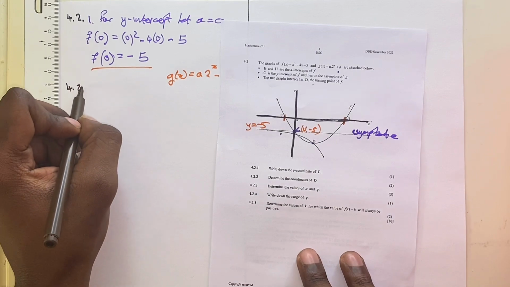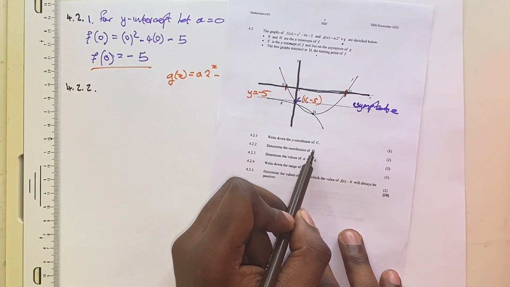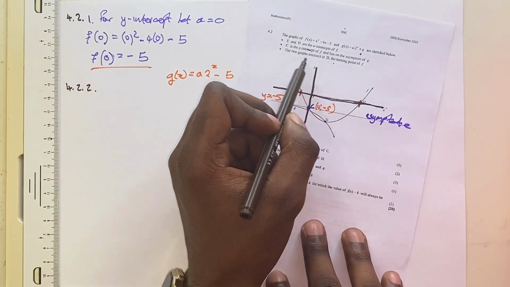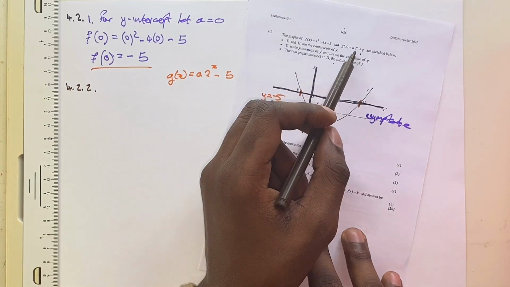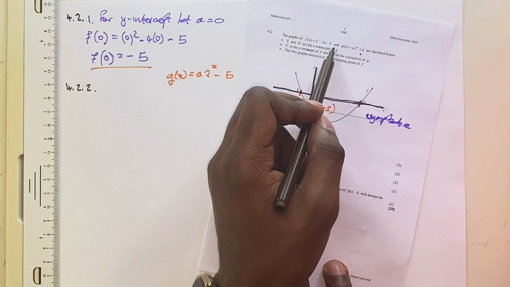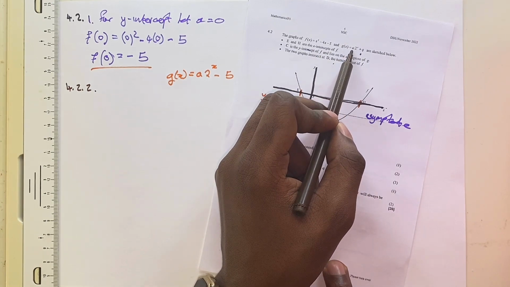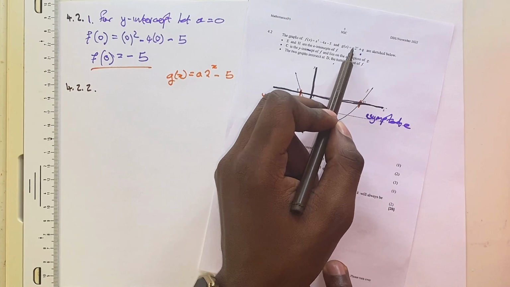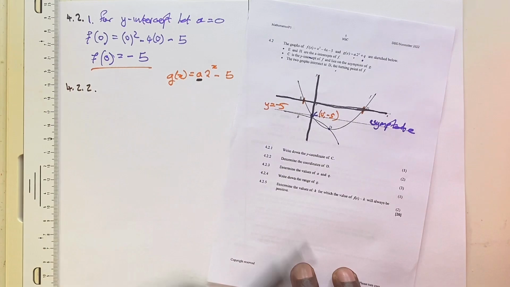Now let's move to 4.2.2. In 4.2.2, it says determine the coordinates of D. What did they tell us about D? They said that the two graphs intersect there, so the graphs are equal to each other there. That's one way we can find it, by taking this function and saying it is equal to this one. But that would be a problem because we don't know the value of a right now. So this would be an unknown that we cannot solve for. So what other way can we do it?